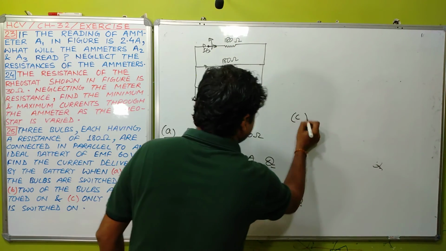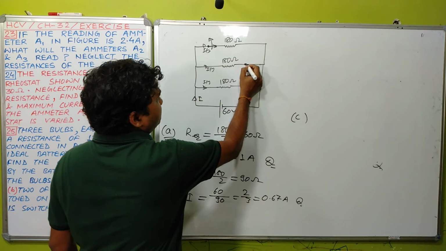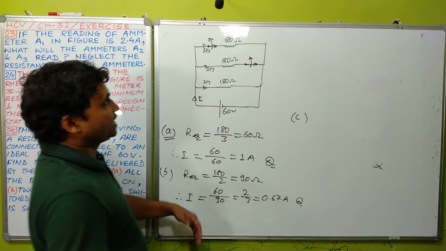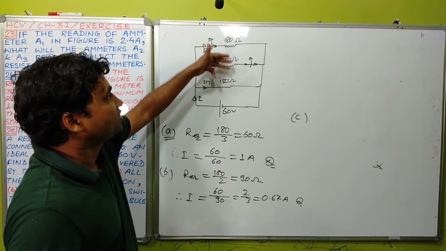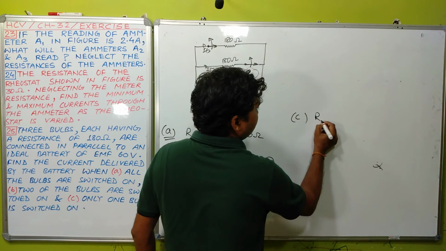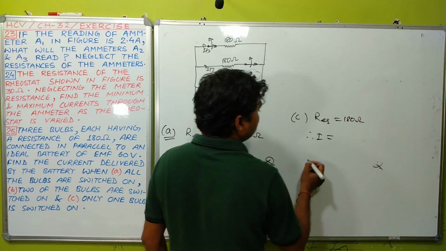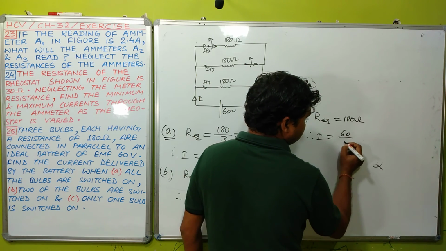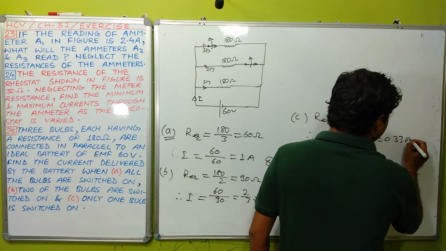Now in part C the question is saying only 1 bulb is switched on. Now imagine the switch here is also kept open. Now in this case, what will happen, these 2 resistances will become ineffective because they are now open circuit, no current will flow through these 2 resistances, only 1 resistance will be effective in this case. So in this case the effective resistance will become 180 ohm. So the current flowing through it, and the EMF is still 60, I equals V by R according to Ohm's law, 60 by 180, this becomes 1 by 3, this becomes 0.33 ampere, which is your final answer.